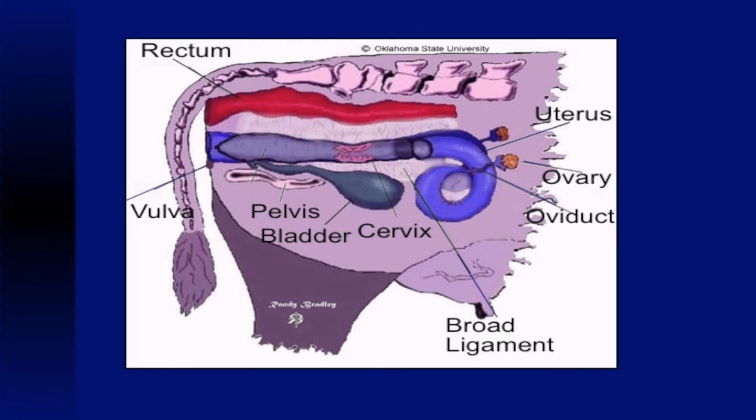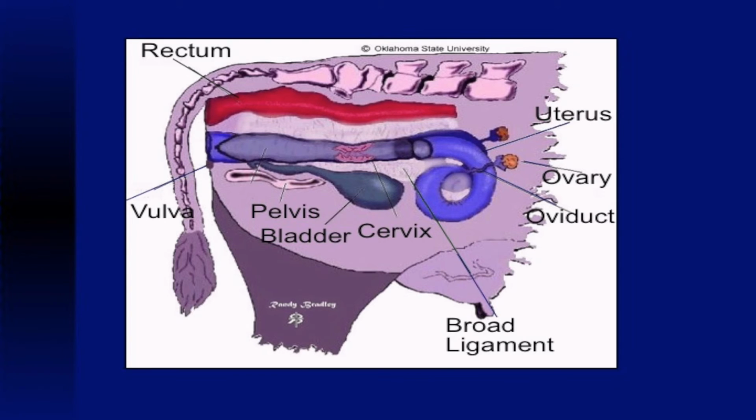So again, you can see just a broad overview of the anatomy of the bovine female, and you can see as we work outward, we've got the vulva, then the vagina, the cervix, the body of the uterus, and then you can see where the two horns split off, and we get our two uterine horns, which then go into the oviduct, and then finally the ovary there at the end of it. And the broad ligament is the support and provides the blood supply of the reproductive tract there.